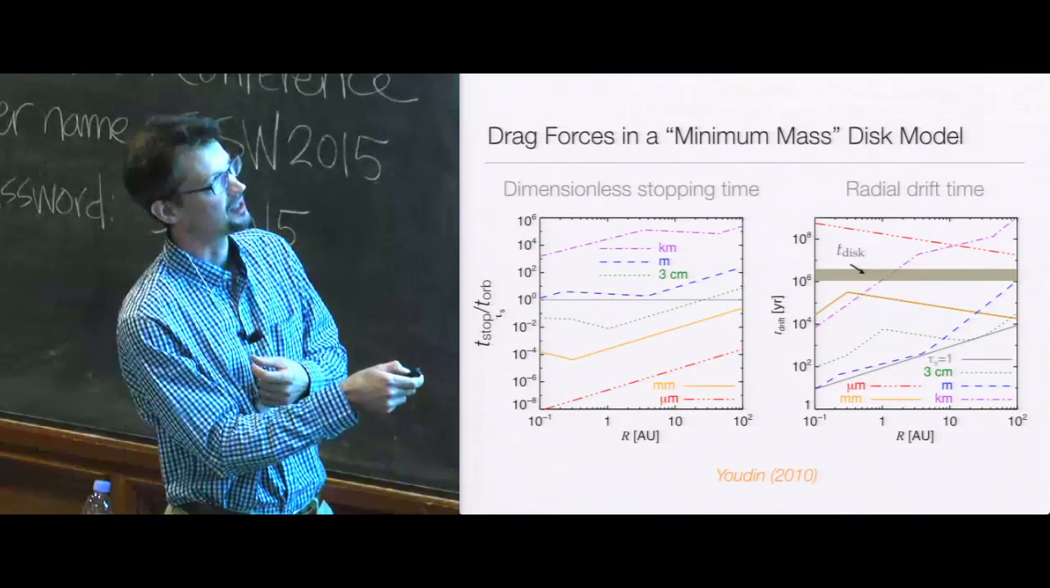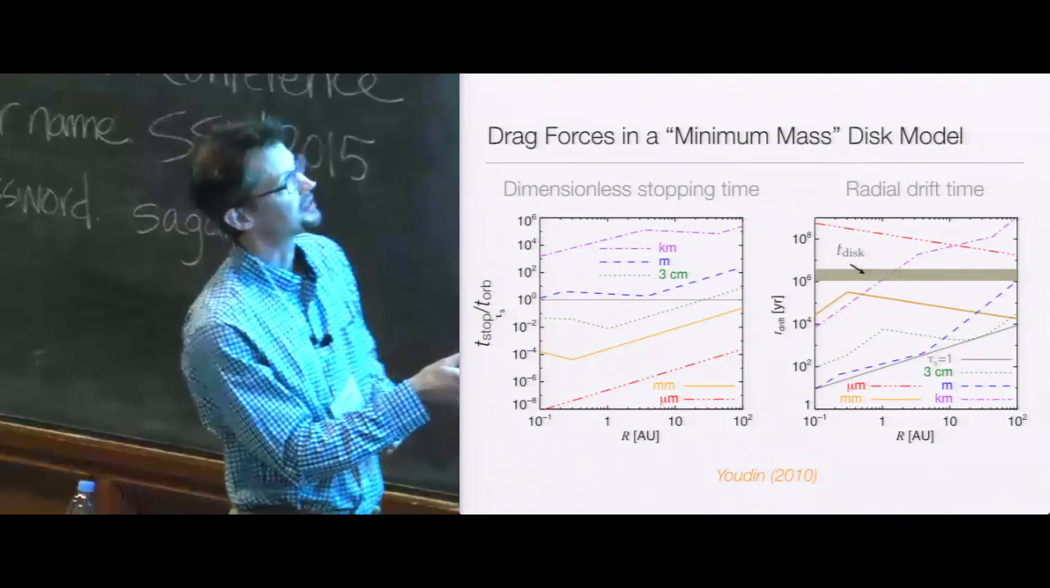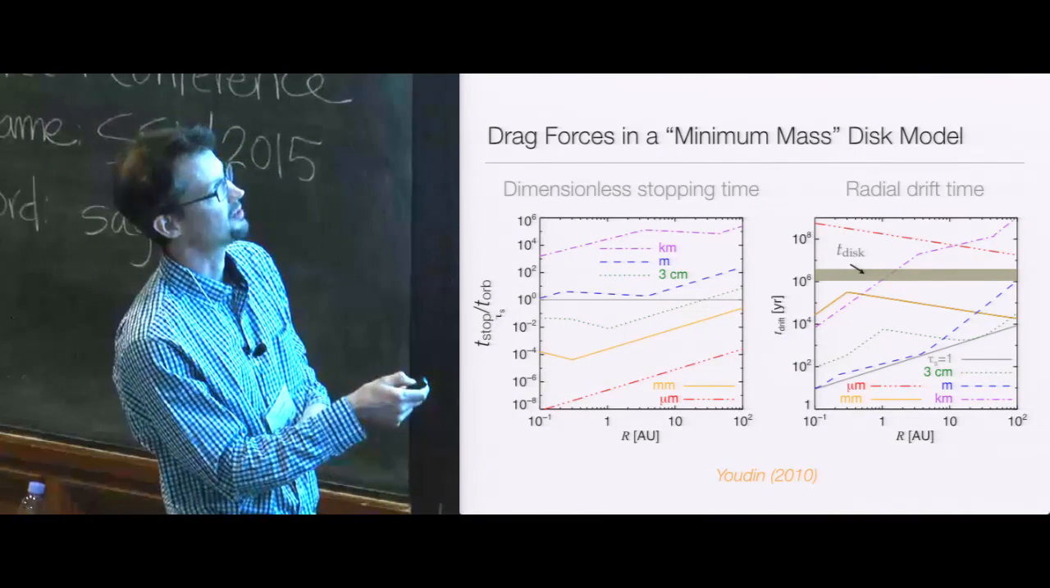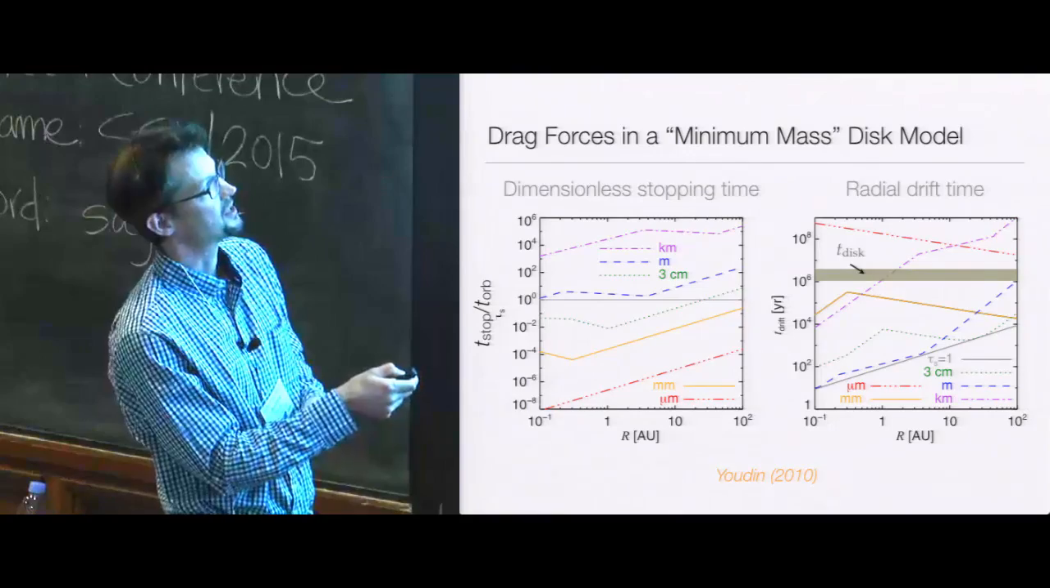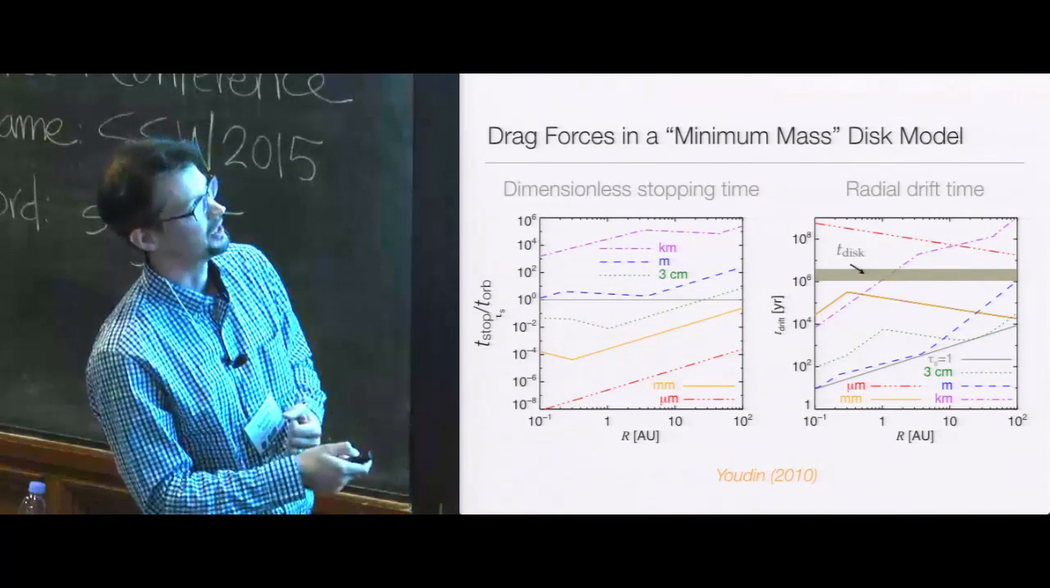But because gas densities are lower in the outer disk, the gas gets more tenuous, it turns out that things in the several millimeters to several centimeter range are the objects that are marginally coupled in the outer disk.